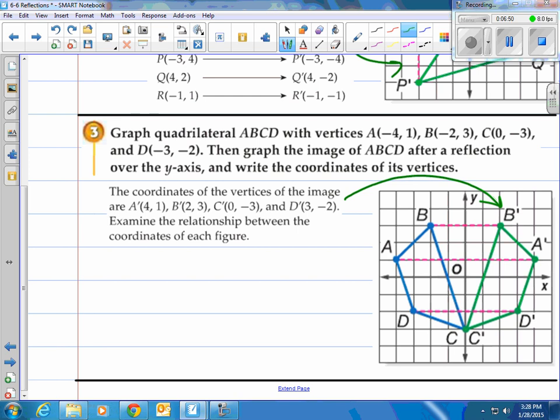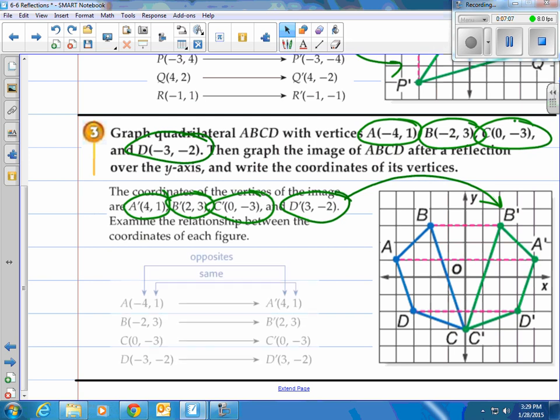Now, examine those relationships again. What happens when you reflect over the y-axis? Take a look at A, take a look at B. Are A and A prime, B and B prime, C and C prime, D and D prime? What do you notice? Well, I hope you see that the first numbers now, the x values are actually changing. And then just simply look at A. A is -4, 1, and then A prime is 4, 1. So the first number, the x value, changes on that. That's all I wanted you to get out of that. Anytime you reflect over the y-axis, the first value, the x values change.